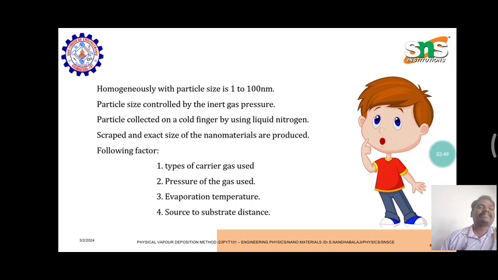Scalable and exact sizes of nanomaterials are produced depending on the following factors: the type of carrier gas used, the pressure of the gas used, the evaporation temperature, and the source to substrate distance.